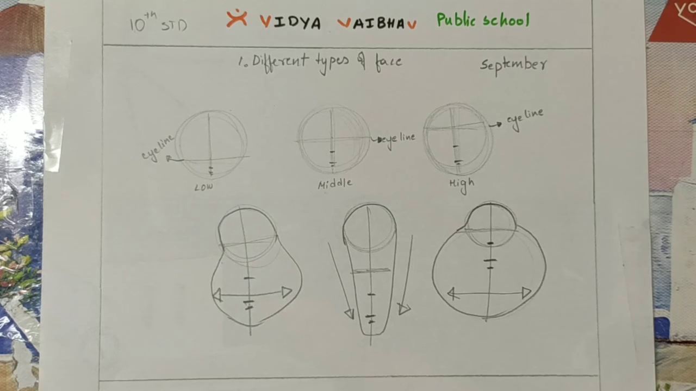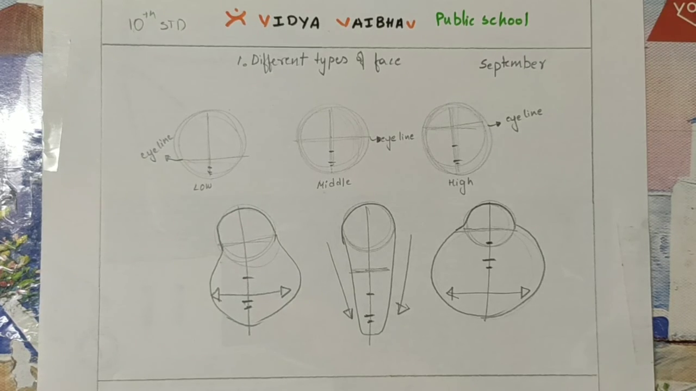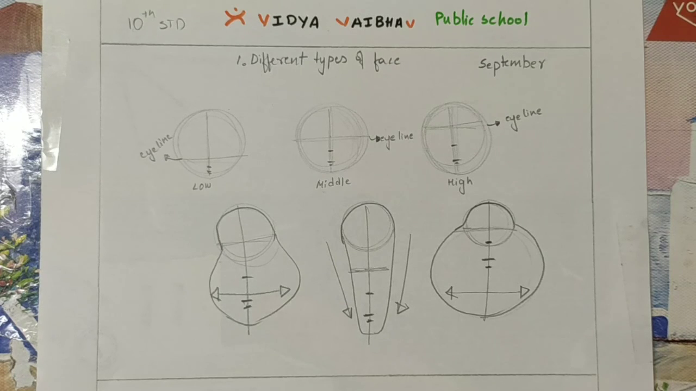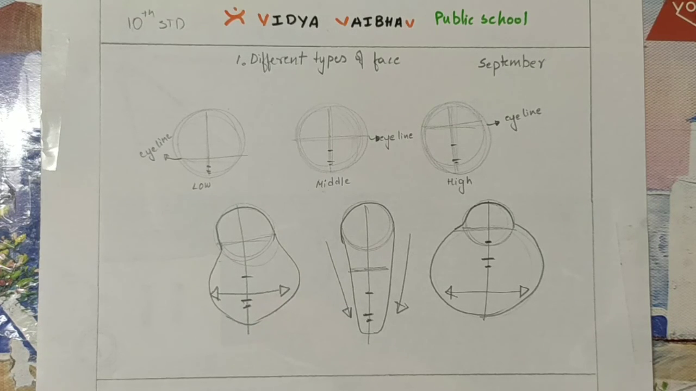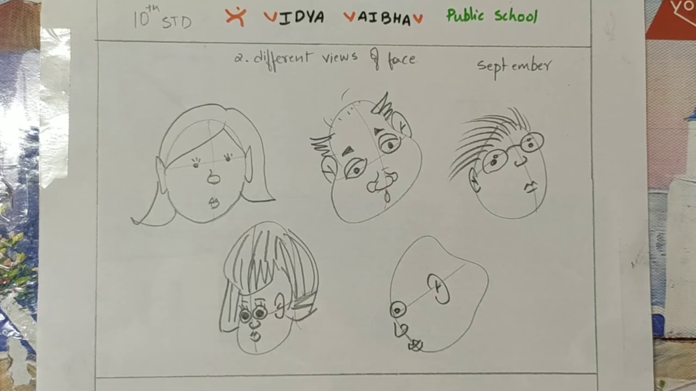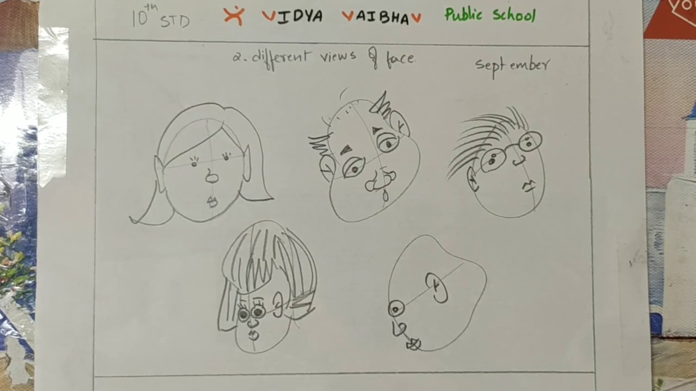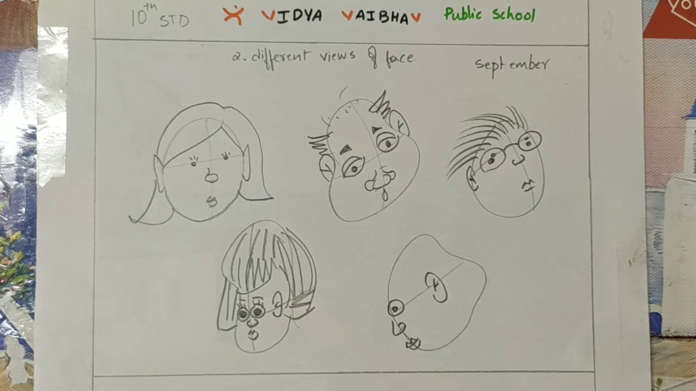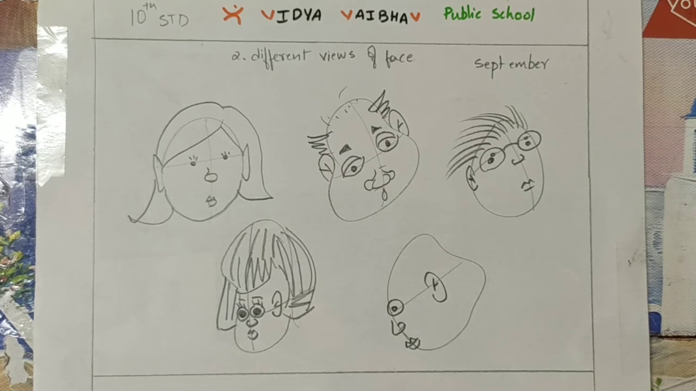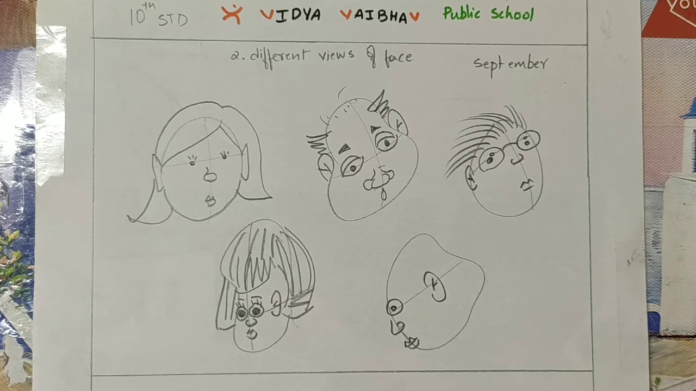So this is the first topic. We learned different types of face. We learned low, middle and high. The second topic, we learned different views of faces. You can draw the same or you can draw from your memory.